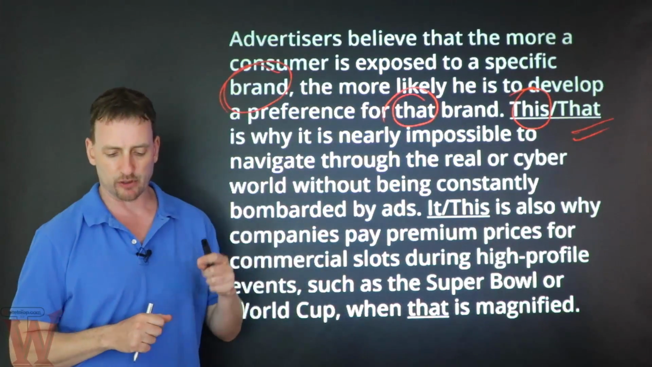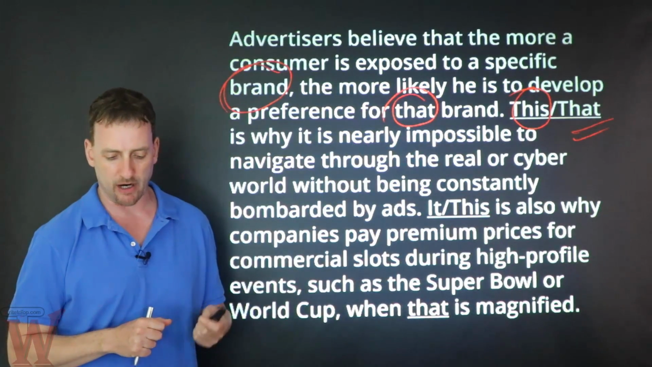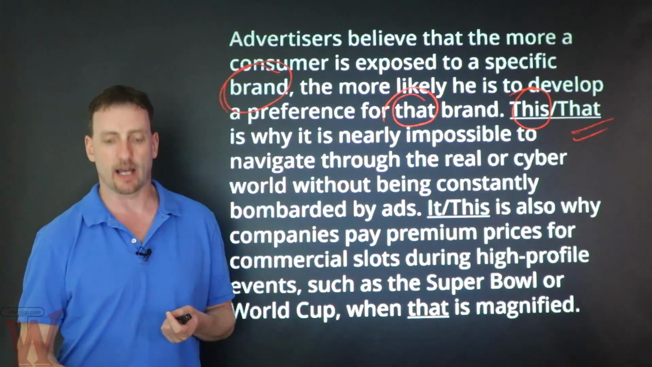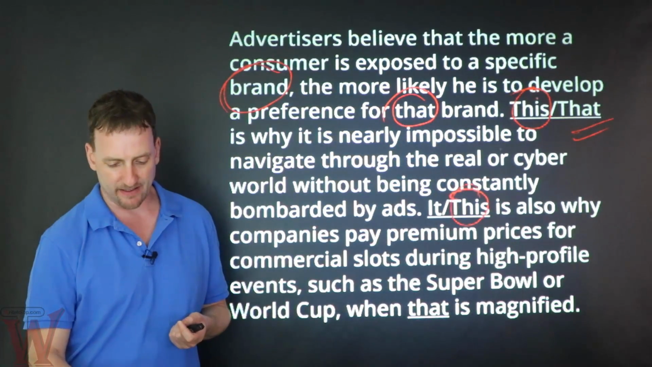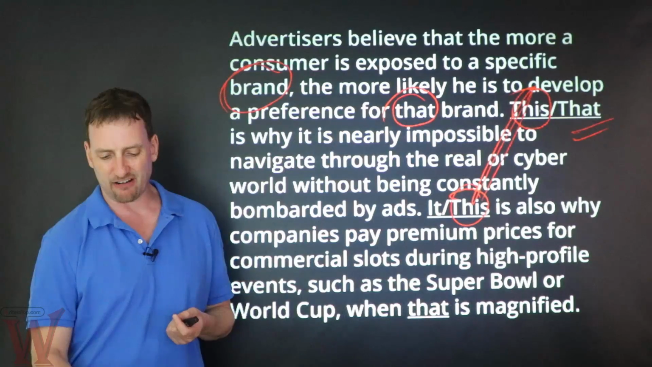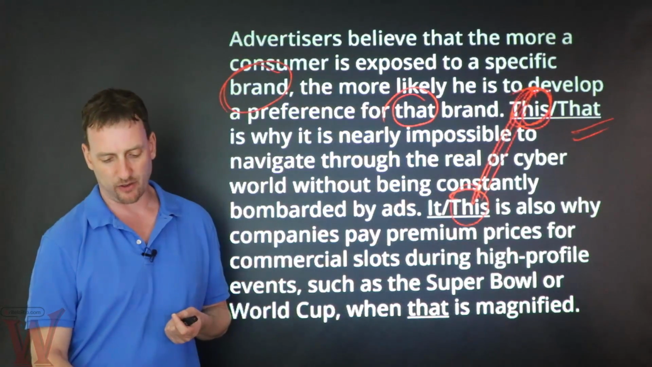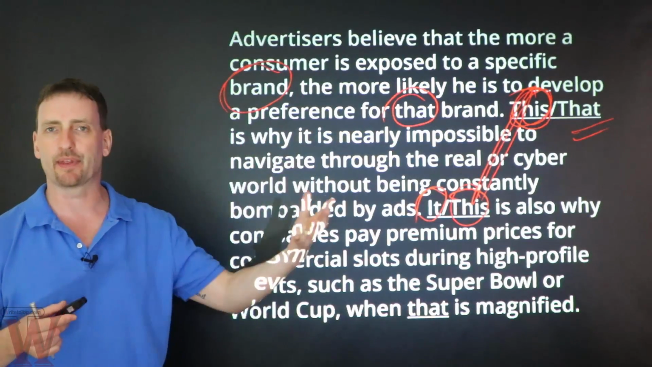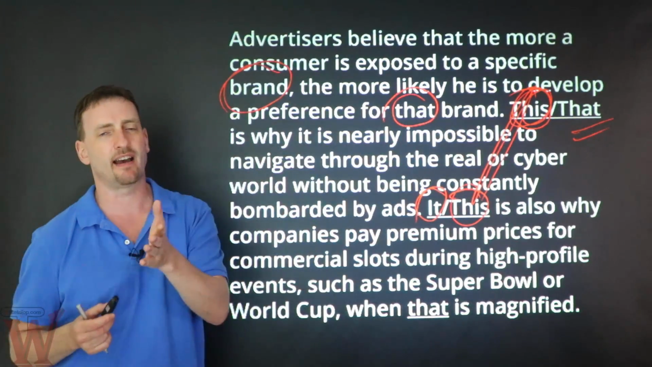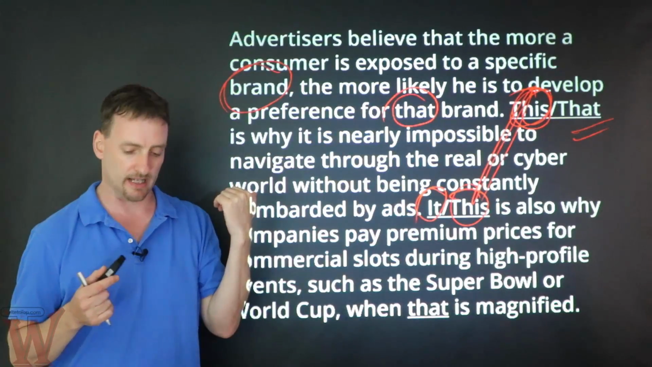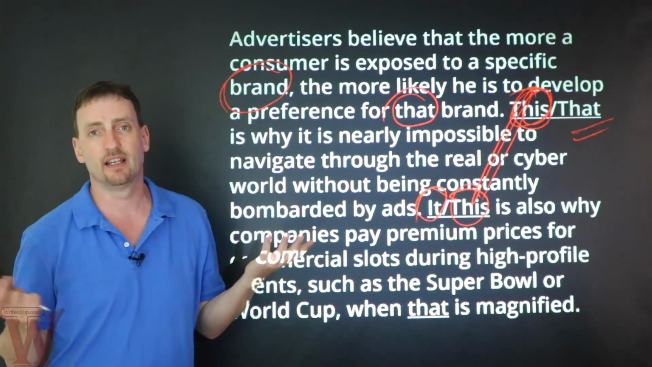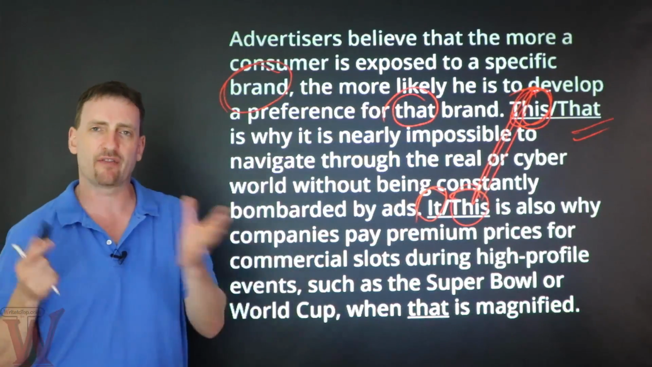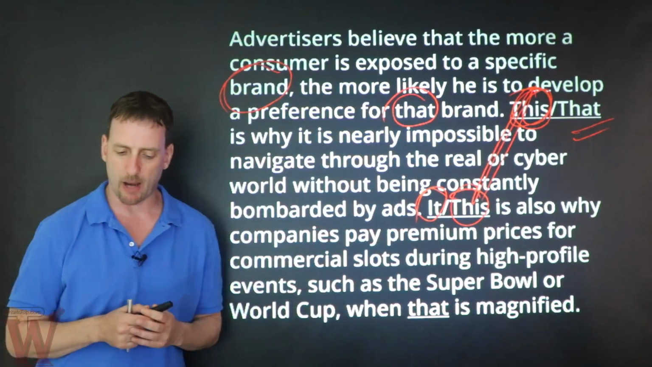Okay. "This is why it is nearly impossible, and I'll talk about the "it" here later, to navigate through the real or cyber world without being constantly bombarded by ads." Now, "it is also why," or "this is also why." Now, this is the same as this. But because I already used "this" here, I can go and use "it" here. I've already established we're talking about the reasons for something. I can use "it" the second time, or I can use "this" twice. Avoid using it twice because it's just a little bit boring, right? If you can have other options, use other options.